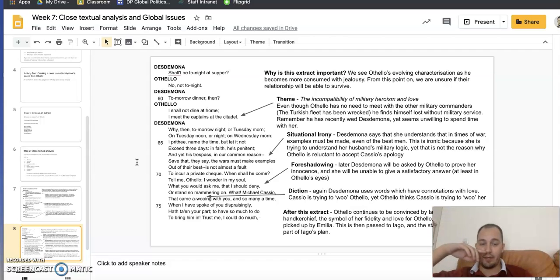And so why is this extract so important? Because we can see Othello's evolving characterization as he becomes more and more consumed with jealousy. And I think really from this scene on, we as the audience are unsure if their relationship is able to survive. You know, we're pretty sure that their relationship is doomed already by this point, even though to each other's faces they're still being polite.